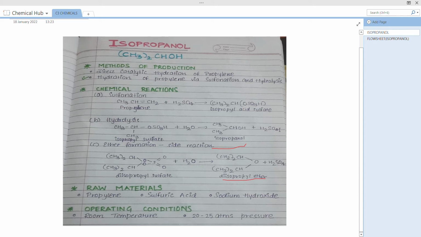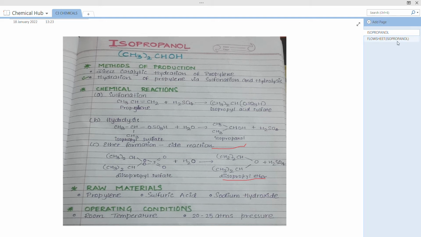with H2SO4. The side reaction taking place here is the ether formation, where diisopropyl sulfate reacts with water to form diisopropyl ether and H2SO4. The raw materials required for this process are propylene, sulfuric acid, and sodium hydroxide. Operating conditions: room temperature and 20 to 25 atmospheric pressure.